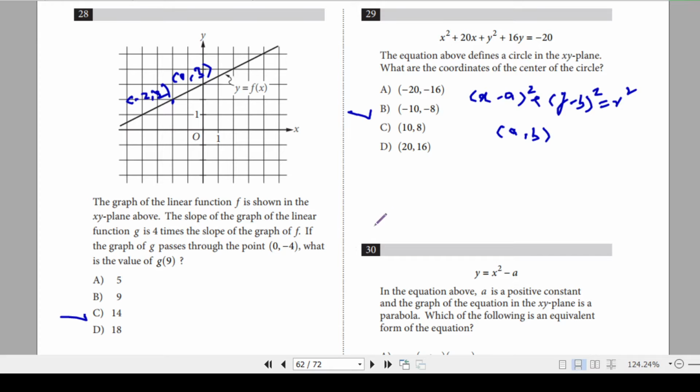If you are not familiar with it, go to the geometry part, circles part from Polish Panda. So you will get it from there. Okay, question number 30.